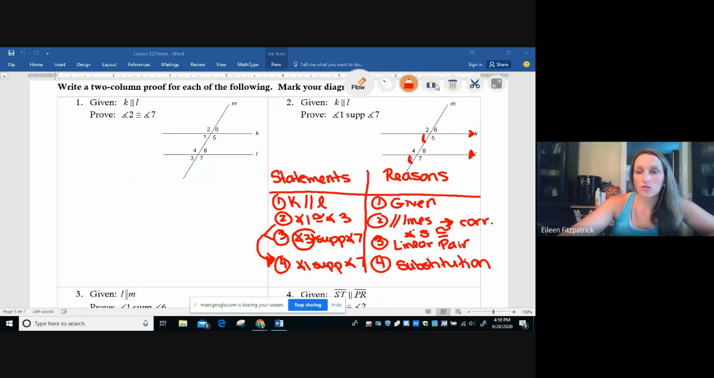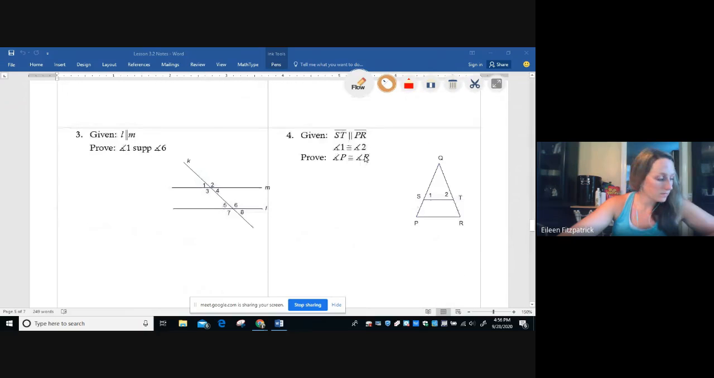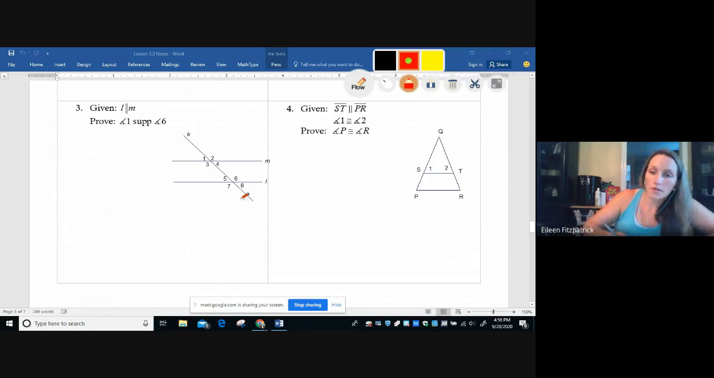Okay, let's try another one. Let me skip 3 because it's similar to the one we just did. I'm going to go to 4 because it looks a little bit different. All right, so I have my statements and my reasons.